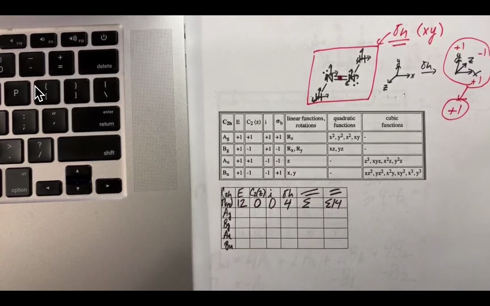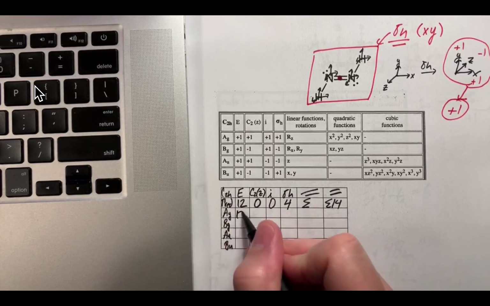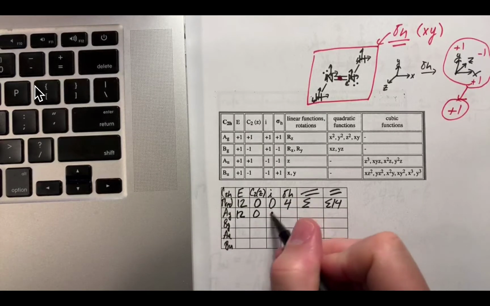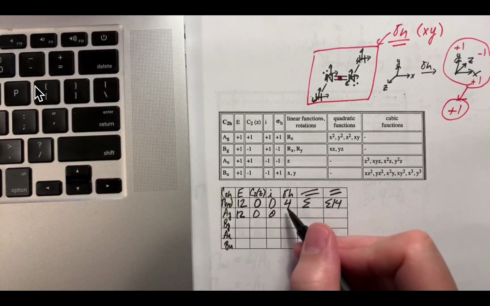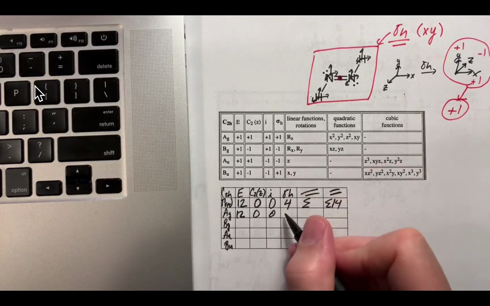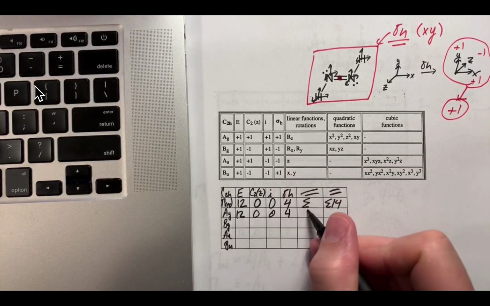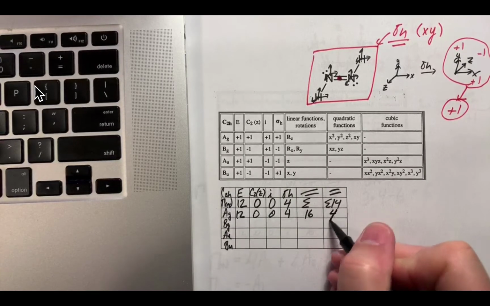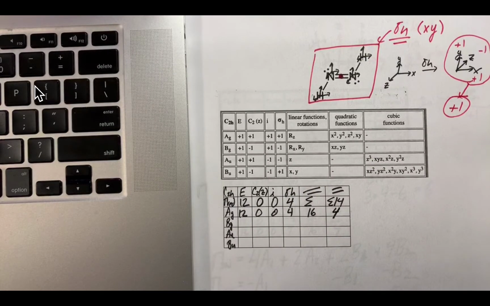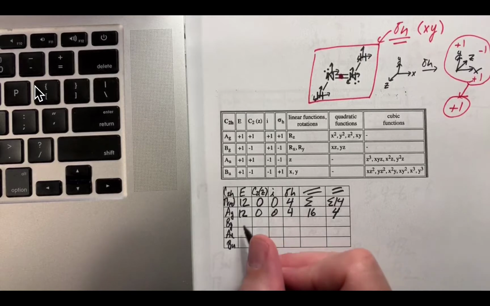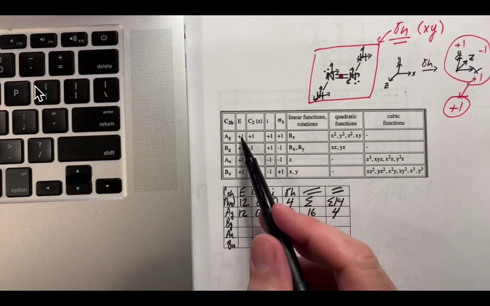Okay, I'm going to go through and do my systematic reduction again. So 12 times 1 times 1 gives me 12. 0 times anything gives me 0. 0 times anything gives me 0. And then again, 4 times 1 times 1 gives me 4. So 16 divided by 4 gives me 4. So this reducible representation contains 4 Ag irreducible representations.